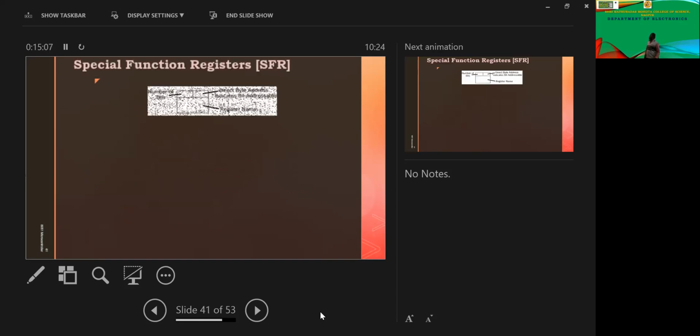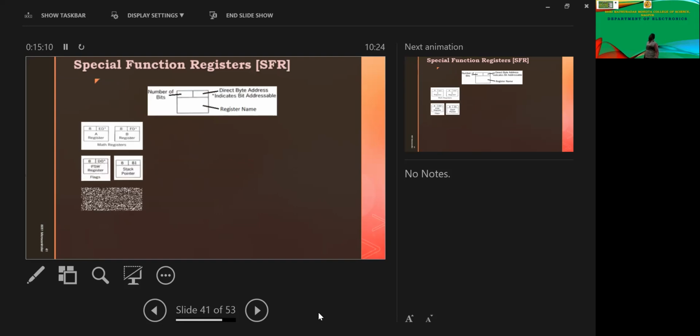Then the special function registers are A, B, C, D, program counter, DPH, DPL, and we have data pointers over there. Data pointer higher, data pointer lower. Then we have a program counter. Again, the program counter keeps track of the next memory location, the address of the next memory location, in fact. Then we have program status registers, those are flags. Then the stack pointer, right? Then we have math registers, register B and register A over there.